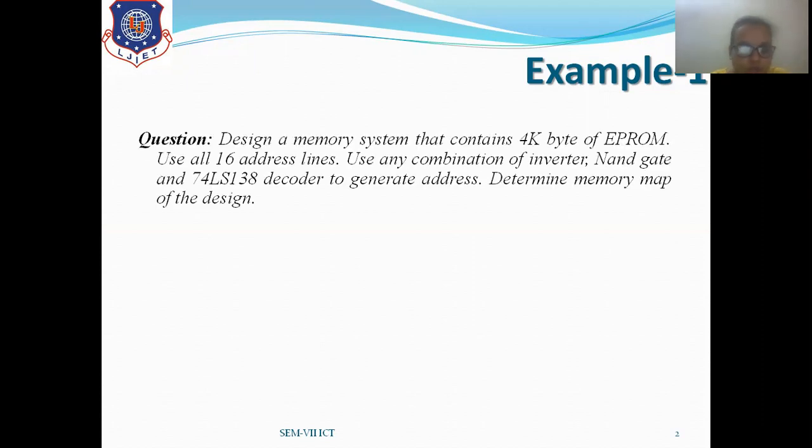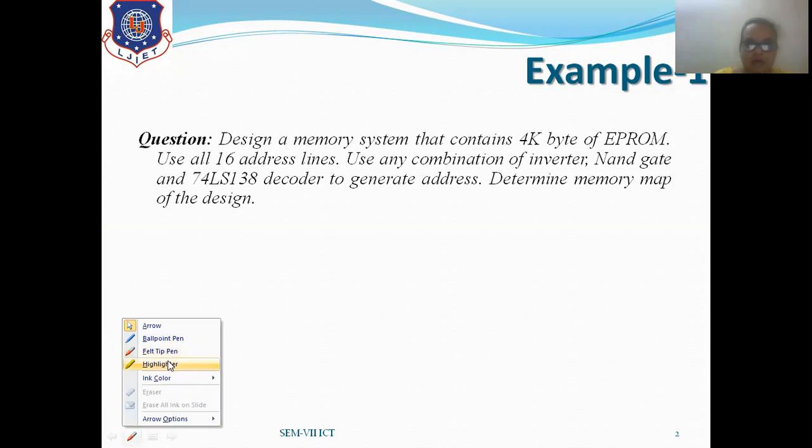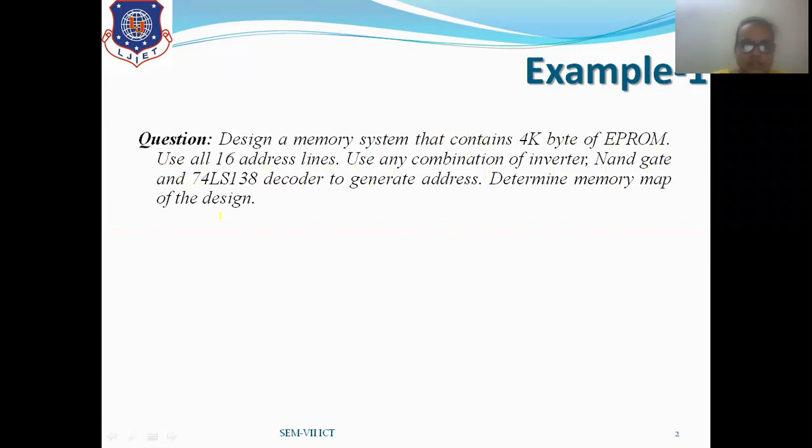Right, now let's take example 1. The question for example 1 is: design a memory system that contains 4 KB of ROM. Use all address lines, and use any combination of inverter, NAND gate and 74LS138 decoder to generate the address. Determine the memory map of the design. Now let's go to the solution.